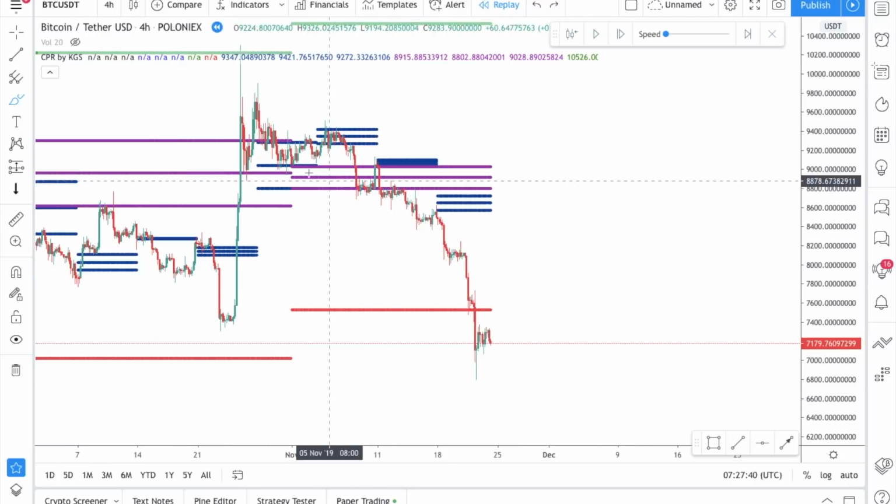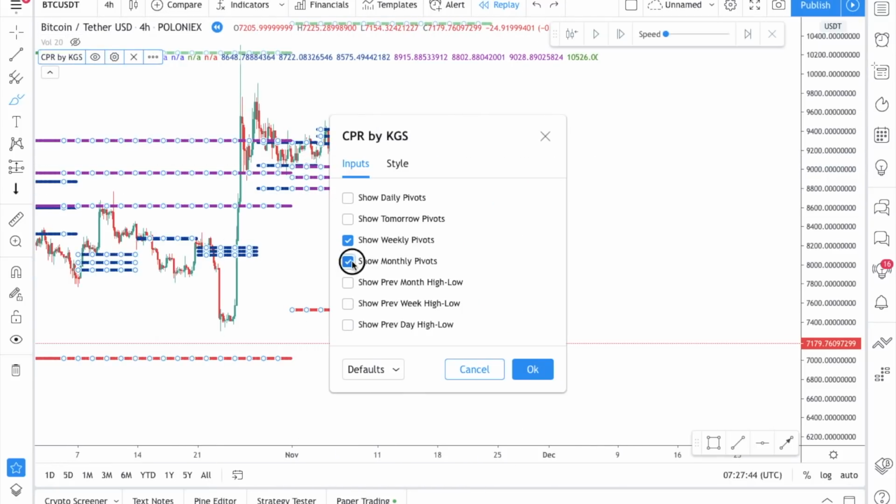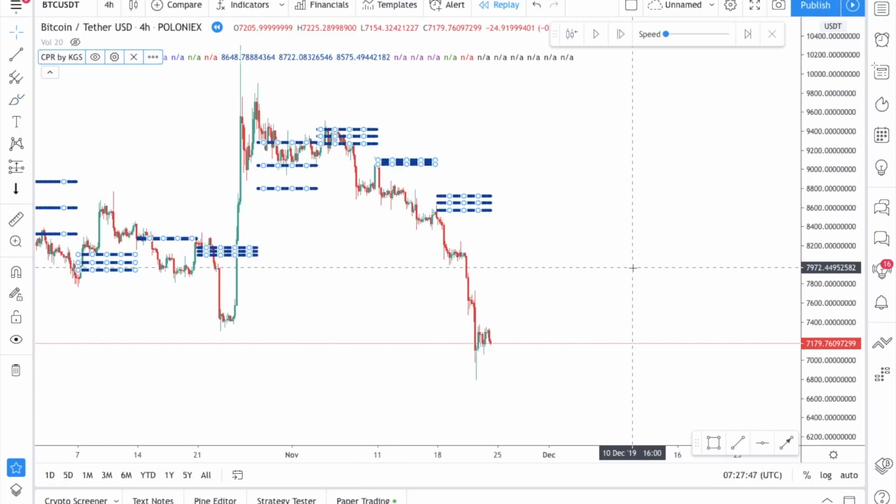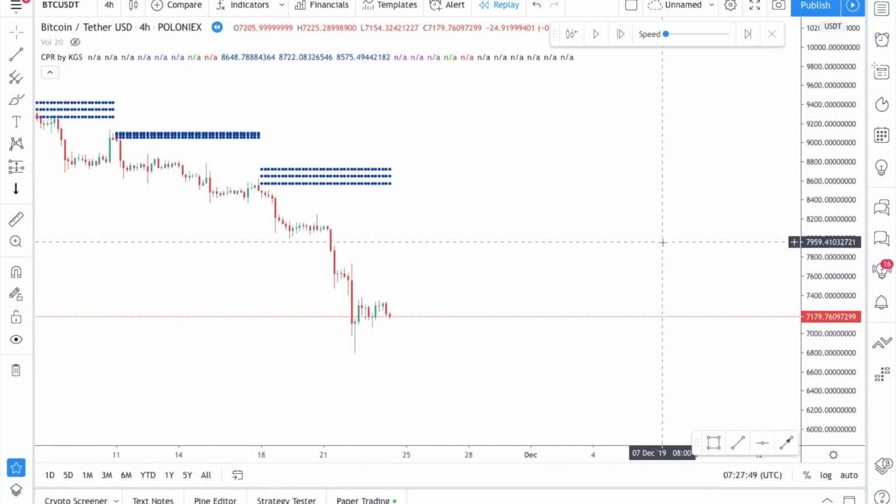So now we get this whole information. This is going to be a trendy month. That's what we need the monthly pivots for, to have the bigger picture. And now we have only the weekly CPR in our chart.